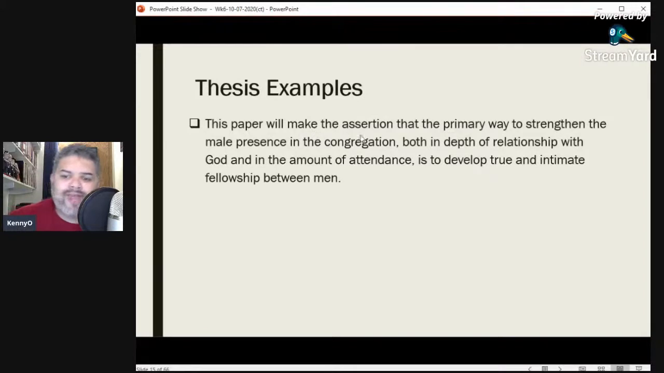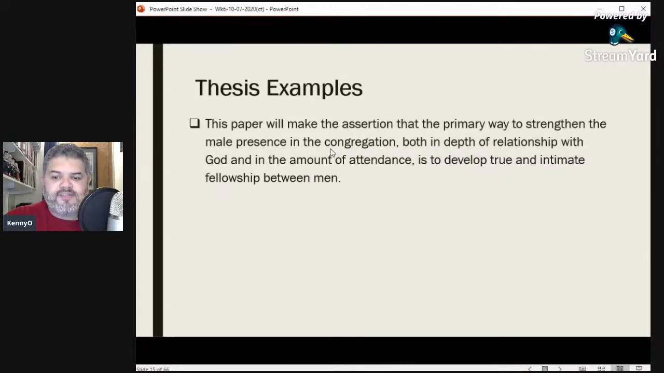Here's another example. This paper will make the assertion that the primary way to strengthen male presence in the congregation, both in depth of relationship with God and in the amount of attendance, is to develop true and intimate fellowship between men. So this paper is basically arguing, right, that if you want men in our congregations, evangelicals struggle with getting men in the church, if we want male presence to be strengthened, both in their individual relationships with God and in how they engage in church, then you have to develop true and intimate fellowship between men.